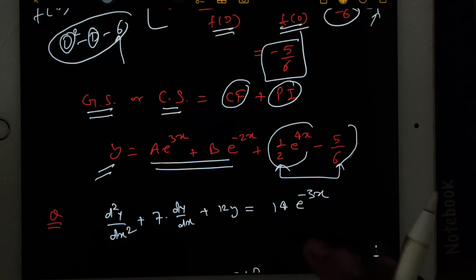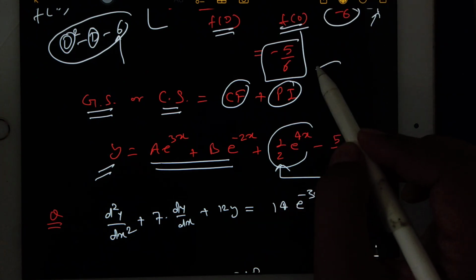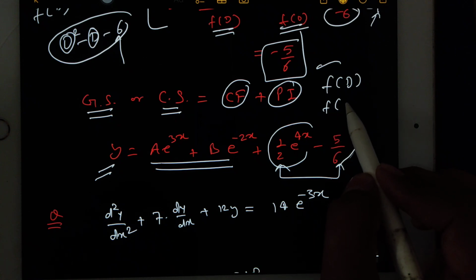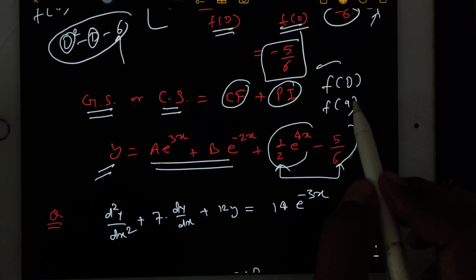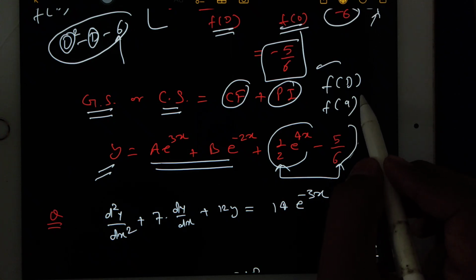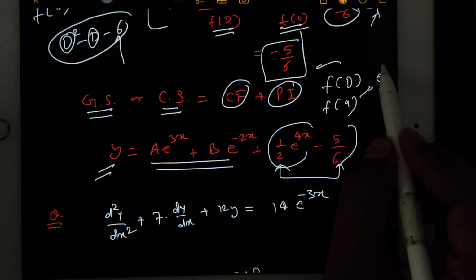Now in this current example, when I found FD and with FD when I found FA, in 2 cases I got FA. One, when I was solving the e power 4x part.